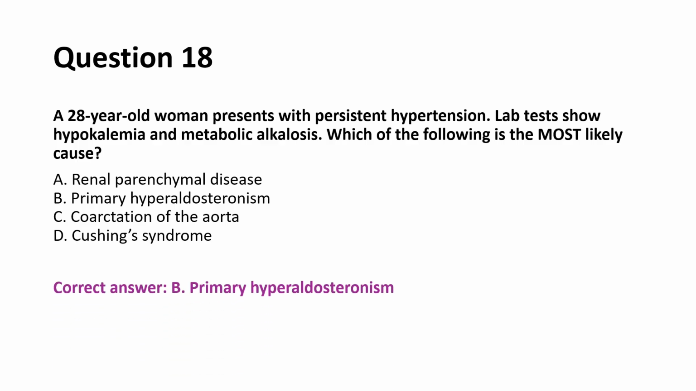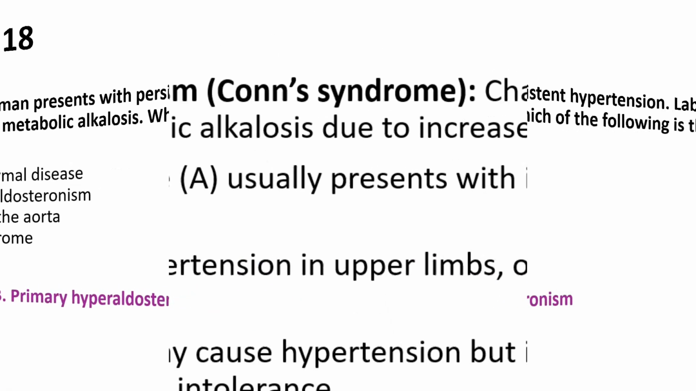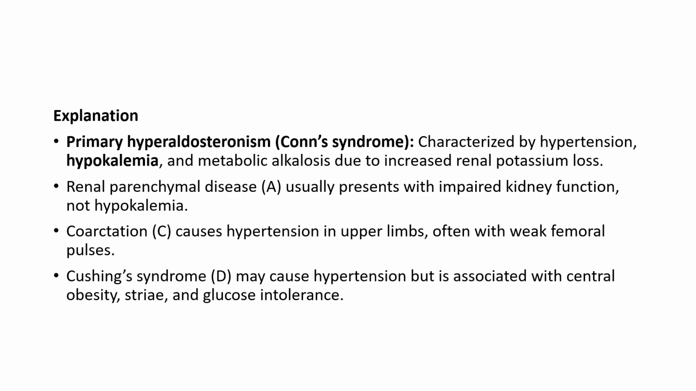Correct answer is primary hyperaldosteronism. It's characterized by hypertension, hypokalemia, and metabolic alkalosis, which results from renal potassium and hydrogen ion loss. Renal parenchymal disease will cause hypertension but not hypokalemia. Coarctation of the aorta will cause differential pulses, not hypokalemia. Cushing syndrome may cause hypertension, but is also associated with central obesity, striae, and glucose intolerance.